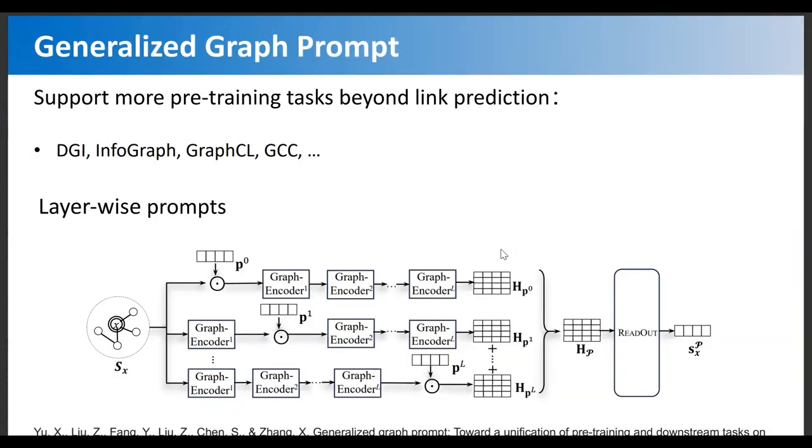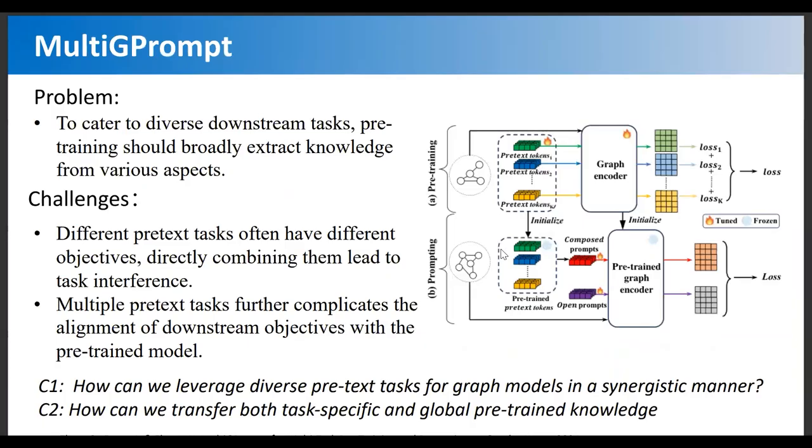This idea was later generalized to more pre-training tasks beyond link prediction. And this is another work, which is also extended to handle more diverse downstream tasks, namely the MultiGPrompt work.